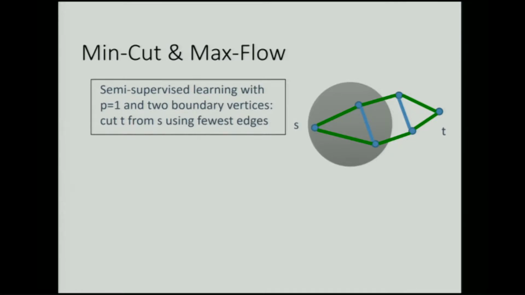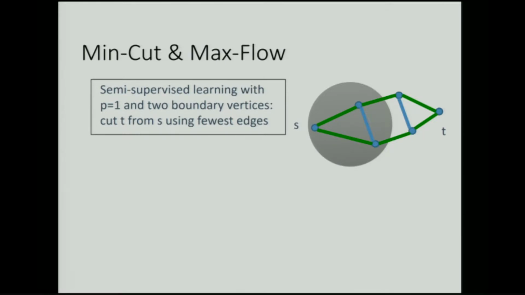In fact, I will actually take an even simpler version, which is the p equal to 1 case with 2 terminals. The p equal to 1 case with 2 terminals, this is the max flow problem, or the min cut problem. I have one terminal that's labeled plus, one terminal that's labeled minus. And I want to just label everybody else either plus or minus to minimize the number of edges with different endpoint labels.